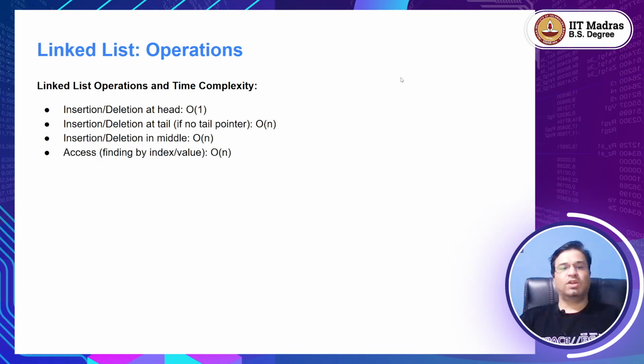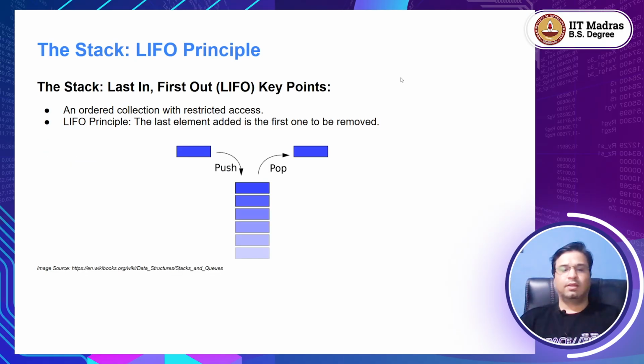Linked lists are particularly useful when you need frequent insertion or deletion at the beginning of a collection, or when you don't know the size of your data beforehand and want to avoid expensive reallocations.